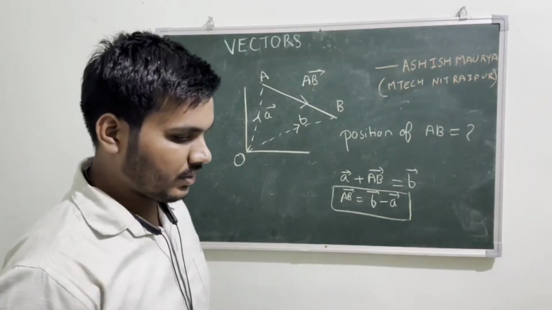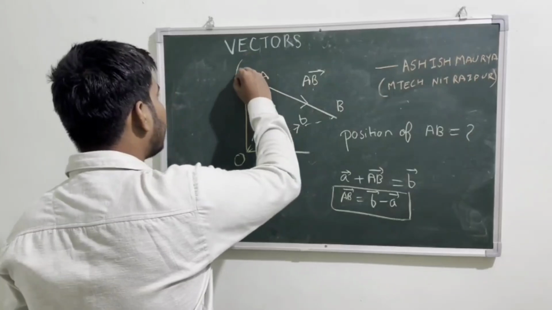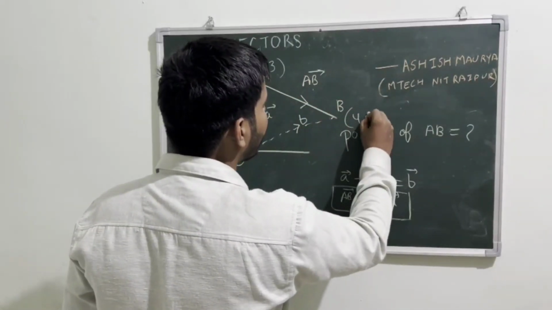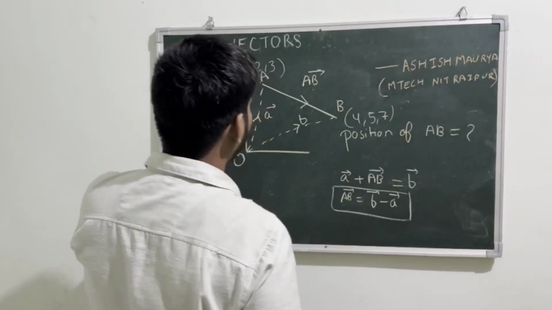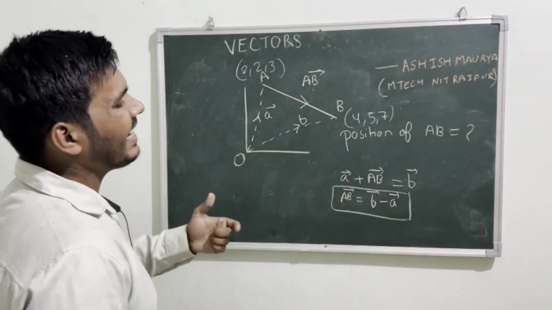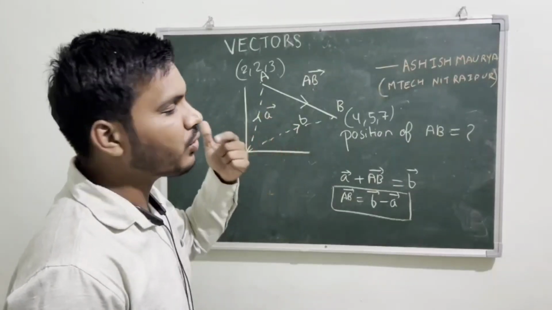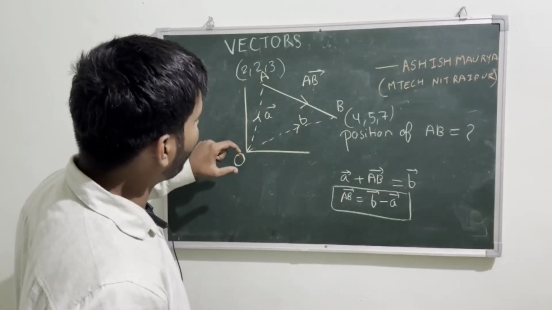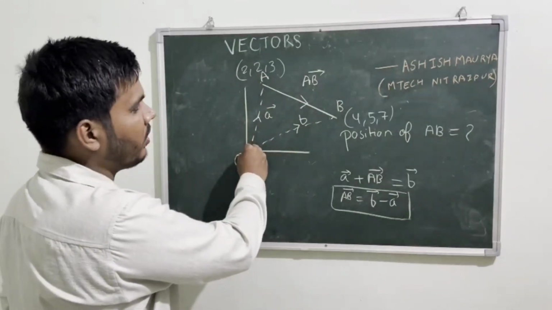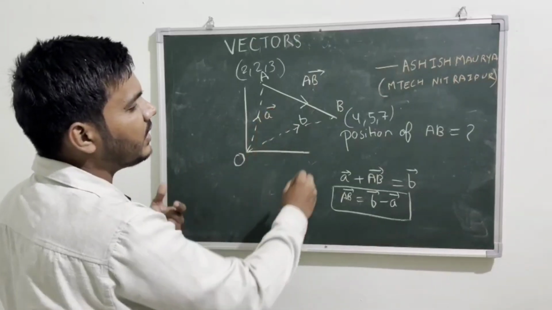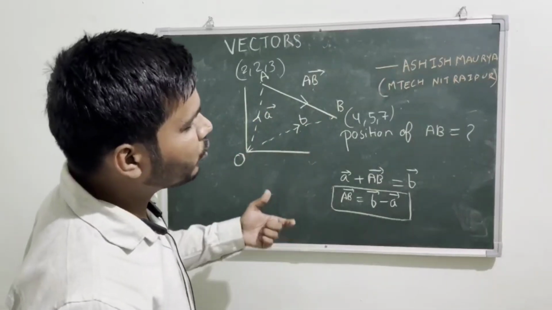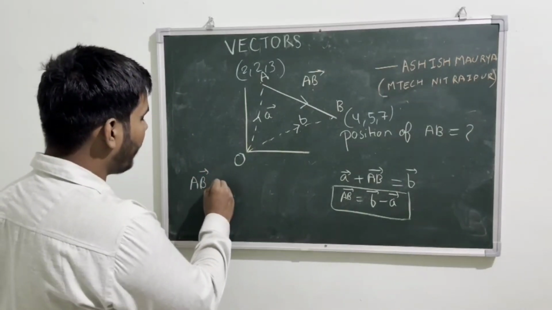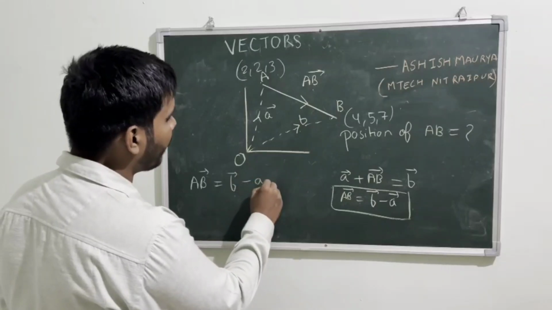Let's go for an example. Suppose this has coordinates of 2, 2, 3 and this has coordinates of 4, 5, 7. A is a point which has a position vector of 2, 2, 3 and B is a point which has a position vector of 4, 5, 7. How to determine this AB position? First of all, we have to draw a line from the origin and determine the A vector, and secondly we have to determine the B vector. Same thing, we have to use the triangle law. At the end, AB vector can be represented by B vector minus A vector.